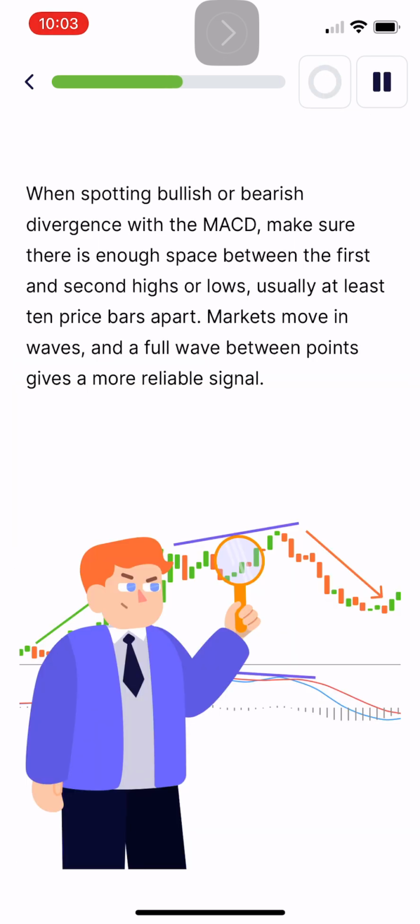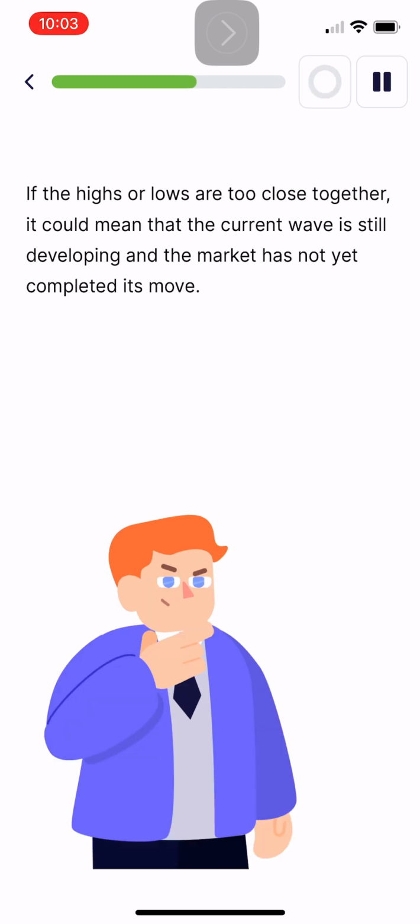When spotting bullish or bearish divergence with the MACD, make sure there is enough space between the first and second highs or lows, usually at least 10 price bars apart. Markets move in waves, and a full wave between points gives a more reliable signal. If the highs or lows are too close together, it could mean that the current wave is still developing and the market has not yet completed its move.